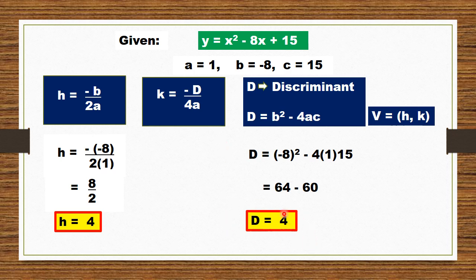Then substitute this value in this formula. So what is d? 4. What is a? 1. So k equals negative 4 over 4 times 1. Negative 4. 4 times 1 is 4. So negative 4 over 4 is negative 1. So the value of k here is negative 1.